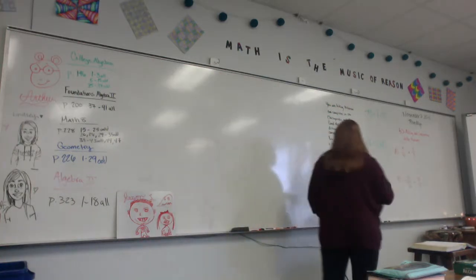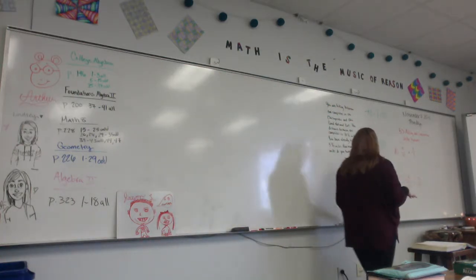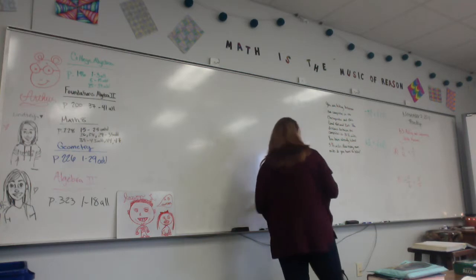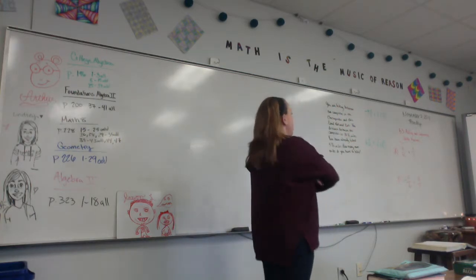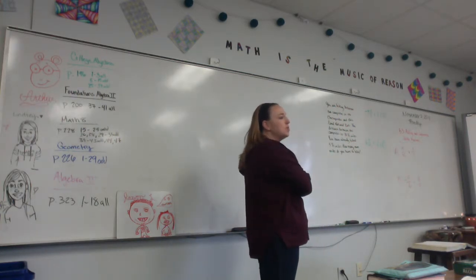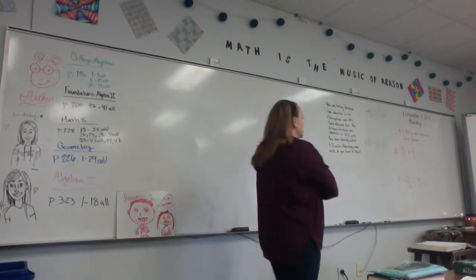5.3, adding and subtracting unlike fractions. So, yesterday we talked about having like fractions, you add and subtract is pretty simple. When I have unlike fractions, what do you have to do to add and subtract them? What, Emma? Make the denominator the same.